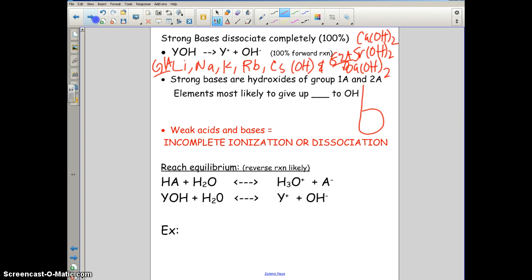So strong bases will have the hydroxide. They 100% dissociate just like strong acids do. And they're more likely to give up electrons to OH minus. The difference between strong and weak here are incomplete ionization or dissociation, which I labeled previously as about 1%. It's because it's a really small number that will actually dissociate.